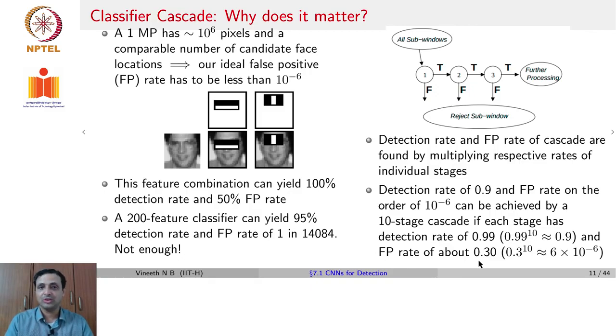Because if you had a false positive rate of 0.3 in each stage of the cascade, you would then have 0.3 power 10, because you're talking about a 10 stage cascade. So 0.3 into 0.3 into 0.3 and so on. You'll have 0.3 power 10, which is roughly about the order of 10 power minus 6. So the idea of classifier cascades allows us for each stage in the cascade to have a reasonable detection rate of 0.99 and a false positive rate of 0.3, which, as we saw, is possible with just a few features. And we just keep refining these over stages of the cascade and obtain the false positive rate we ideally wanted.